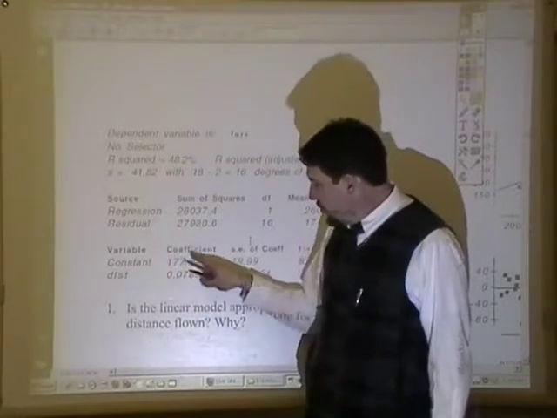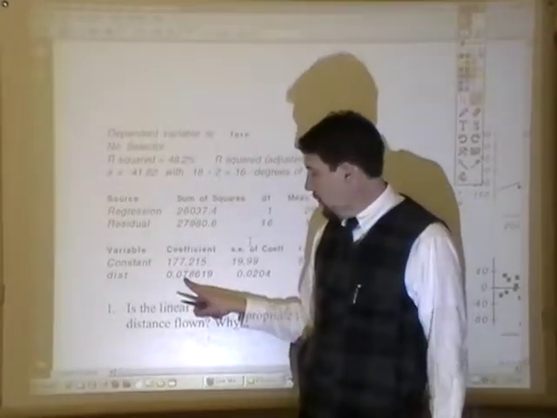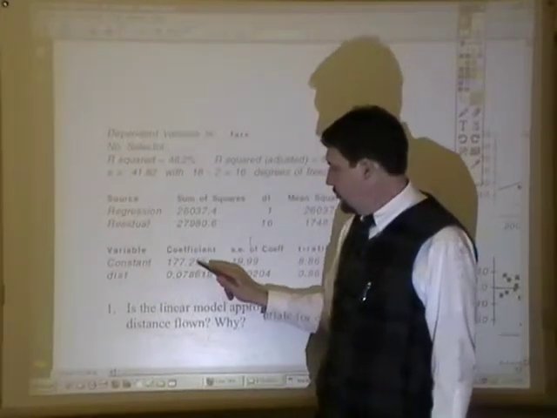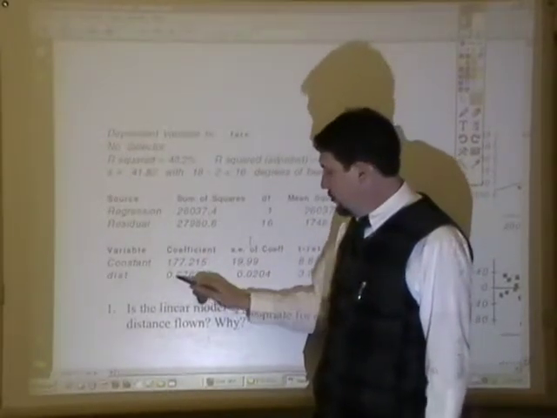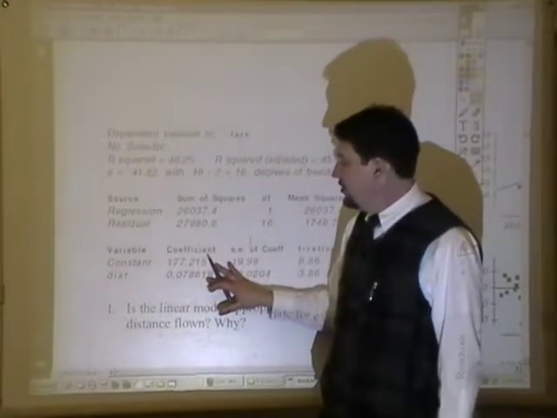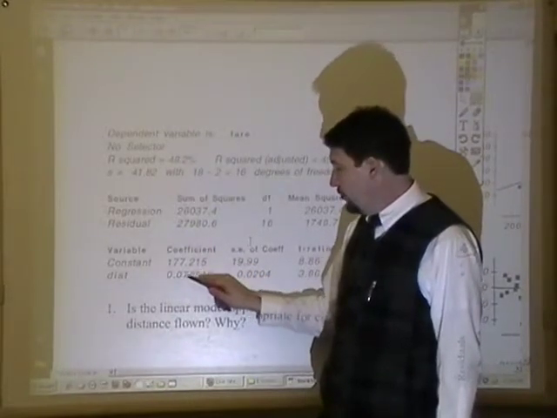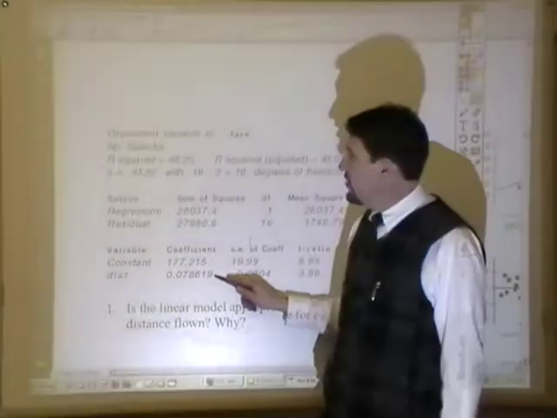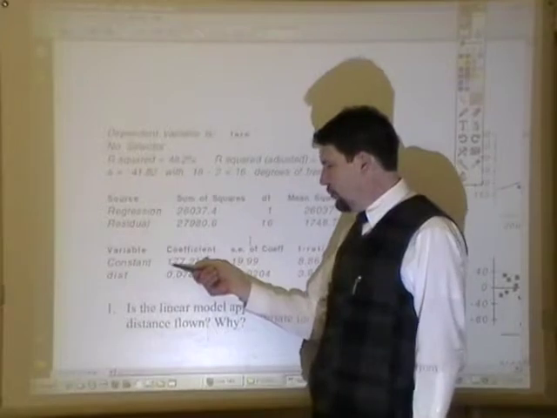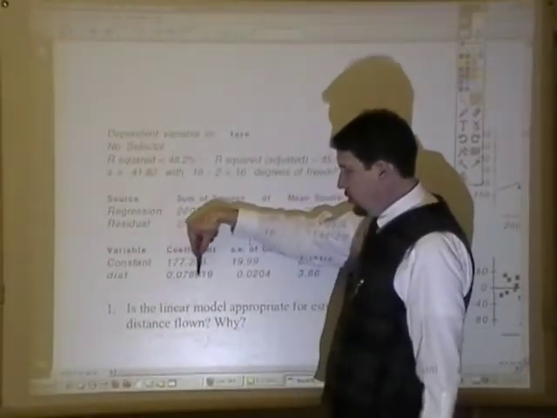This value underneath coefficient next to the explanatory variable is the slope. So, looking at this information, they have 177.215 as the y-intercept and 0.078619 as the slope, so your equation would be y hat equals 177.215 plus, because it's positive, 0.078619 times x. For us, because our y-intercept was negative 1.46, this value would be negative 1.46, and our slope would be 0.0039.